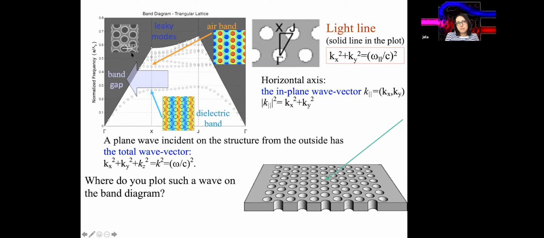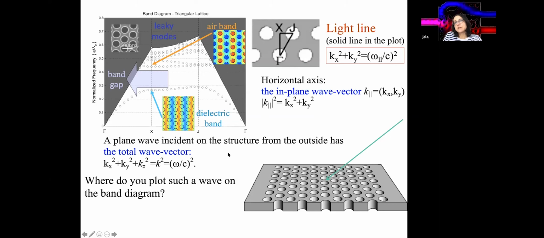So all the states that are above the light line could be excited from the outside with a laser. If you take your photonic crystal, shine a laser and twist the angle of that laser, will you be able to couple to something here below the light line? Not really. You can only measure the states that are above the light line, because your kz below the light line is imaginary. But you can actually probe the states above the light line using that.